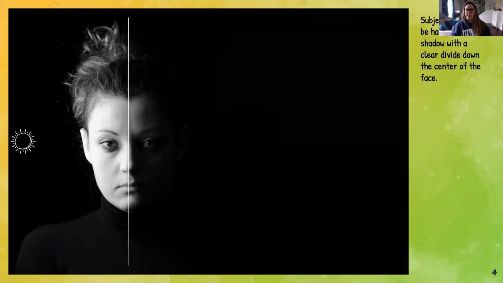But just make sure that the split is clearly divided down the middle of your face. Okay, so you can see this is supposed to be the light source coming in, and we'll have the highlight on the side.